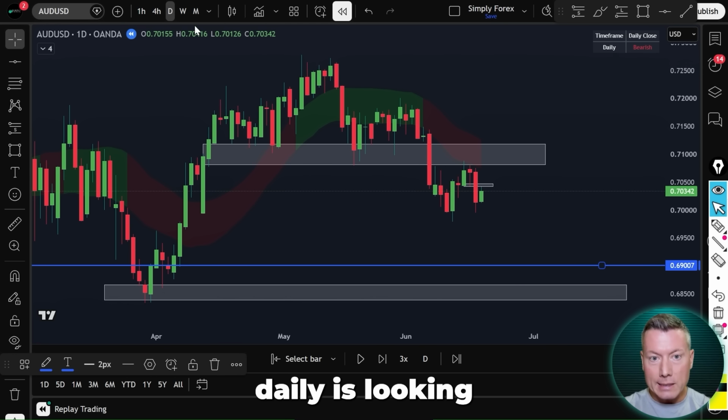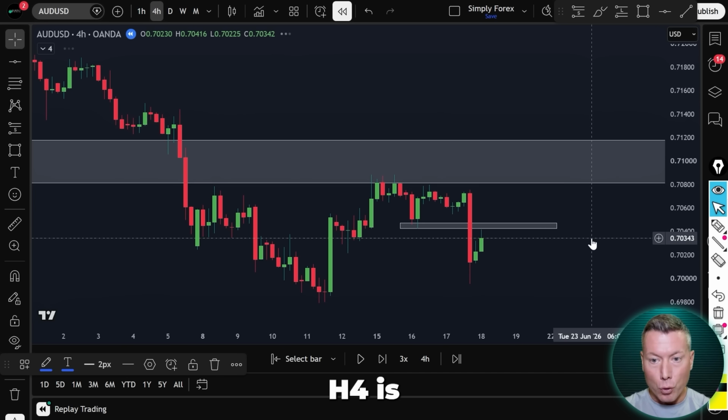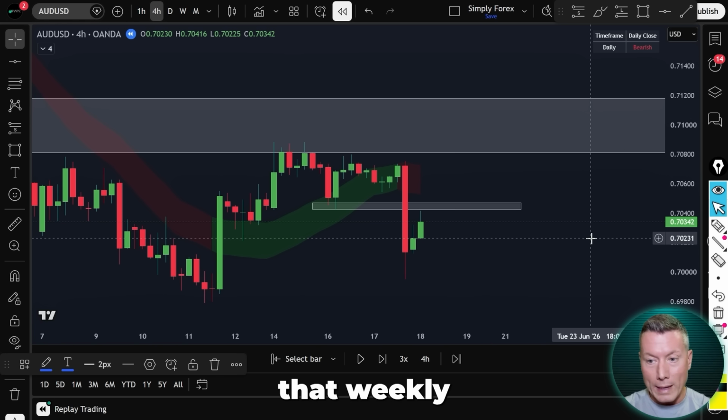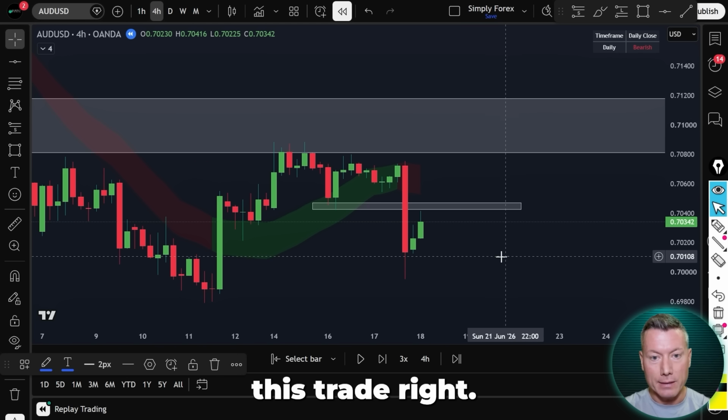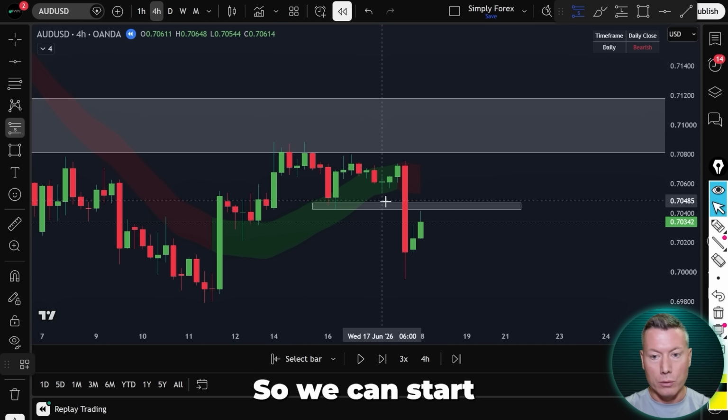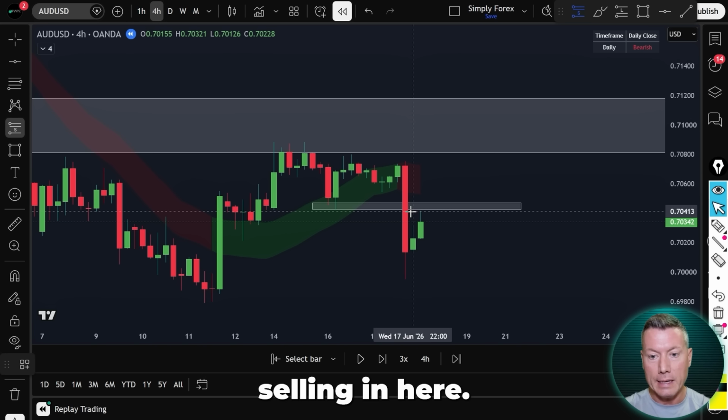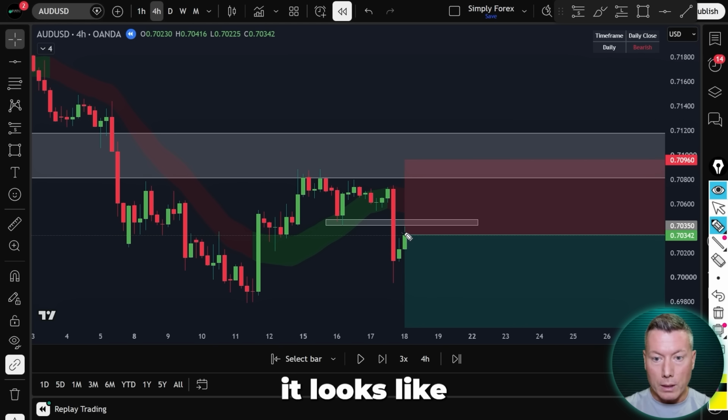So now daily's looking great. H4 is looking great. We know the weekly has that super bearish candle, right? We're now getting a pullback. We can take this trade, right? So we can start selling in here. And this is what it'll look like, right? We start selling on the close of that candle.